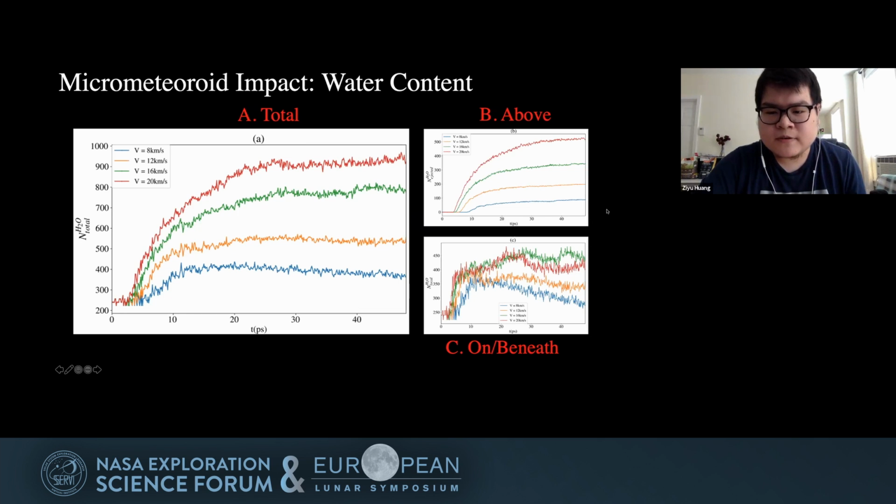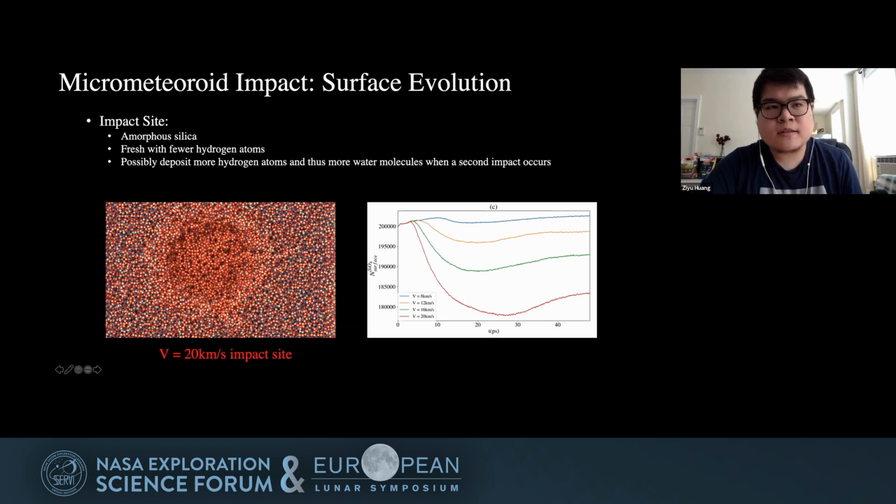And for those above the surface, they're classified as molecules ejected from the surface. And almost 50% of them escape from the moon, and 50% of them contribute to the exosphere, or they are redistributed to the ground.